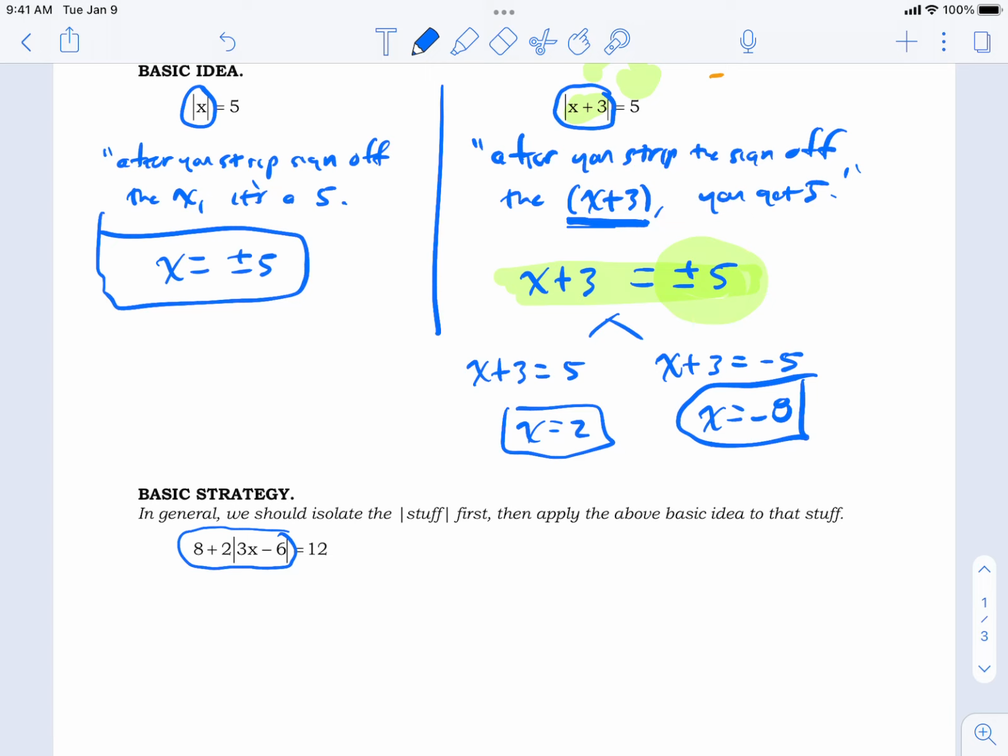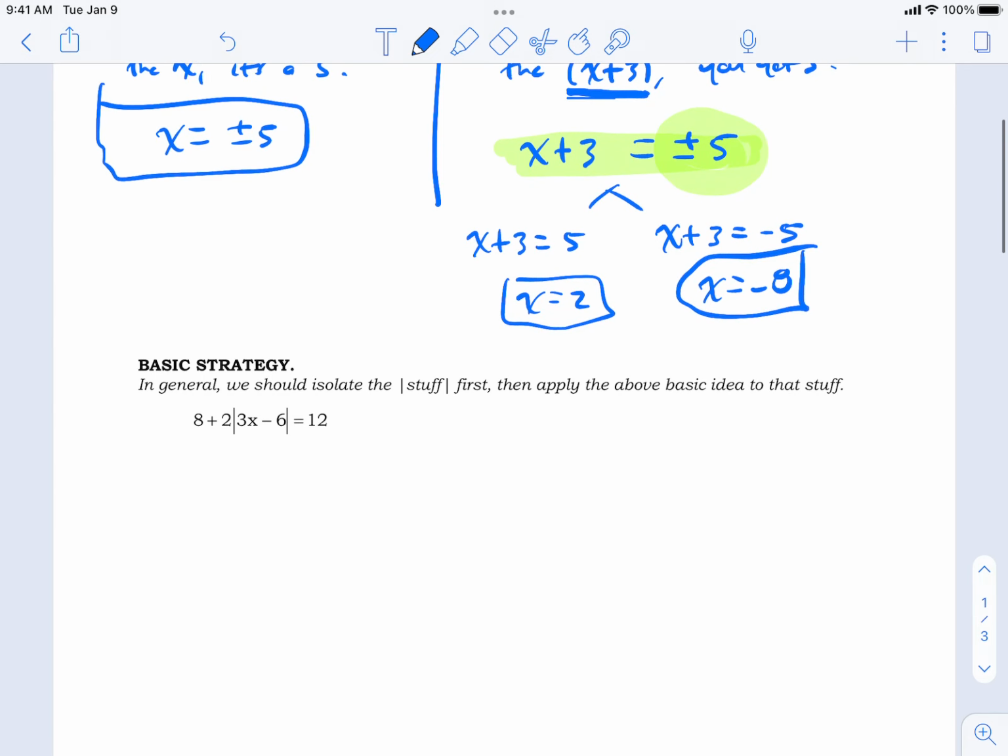Do I have an absolute value all by its onesies on the left side? No, I really don't. So my first thing to do then is to actually isolate that absolute value, and that's what this is saying. First, isolate the absolute value of whatever stuff. Then we can start applying that idea of before we strip the sign off, it must have been plus or minus that. So, trying to get this thing by itself.